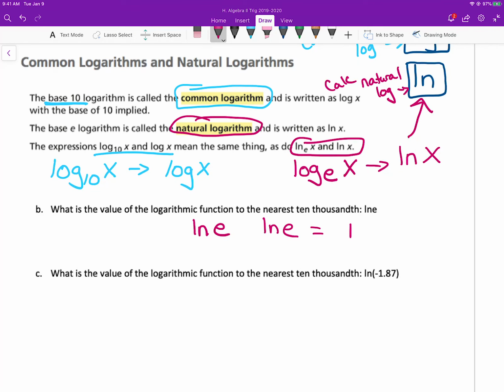Next one I'd like you to try to type in is just the natural log of negative 1.87. We're just making sure we can find that. See what your calculator tells you. If you're getting an error message, that's correct. And we would say that's undefined.